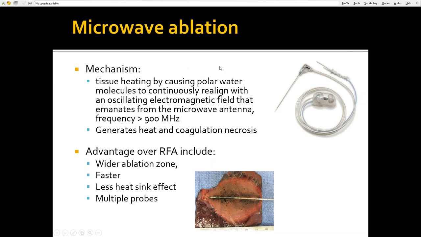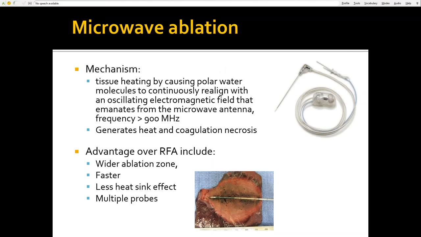So another modality that we use is microwave ablation. This causes tissue heating by causing polar water molecules to realign, and basically you get heat and coagulative necrosis from the molecules moving back and forth at a very high rate.